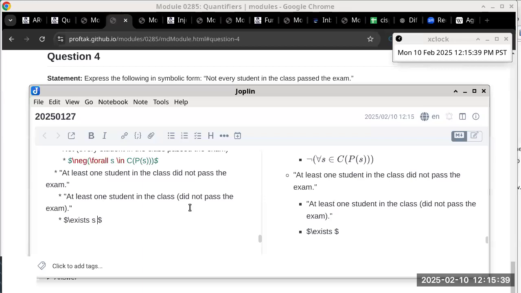It starts with there exists a student S in the class C such that the student did not pass the exam. The way we express did not pass the exam is, for the student S, which is a variable bound to a certain student, we just say it is not the case that this person passed the test. So that's the alternative way to express that. Does that make sense?